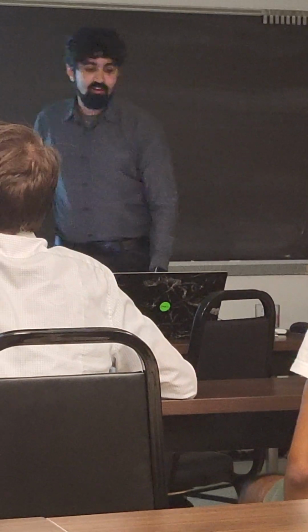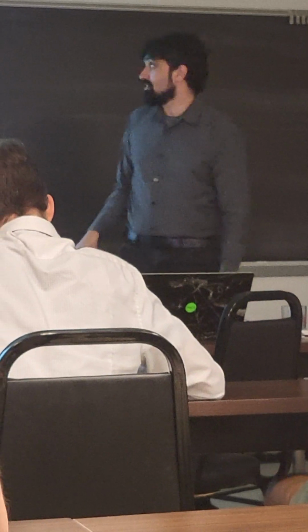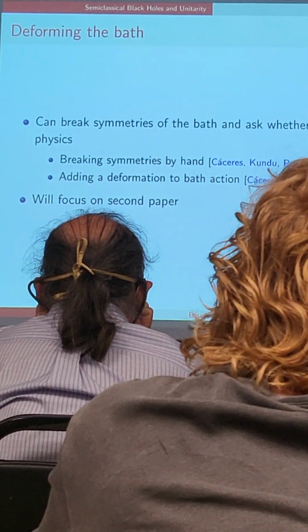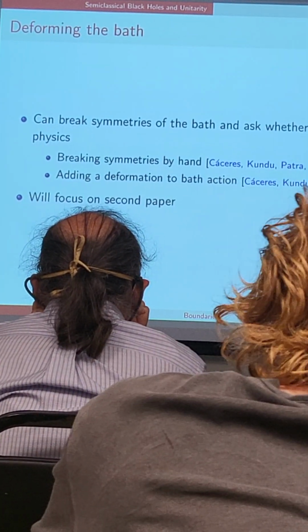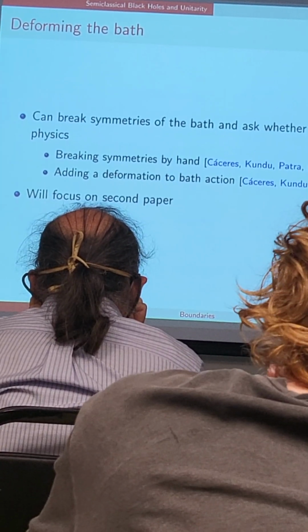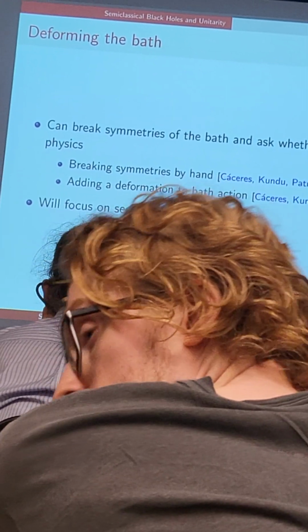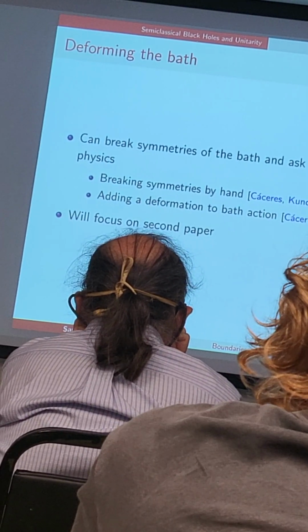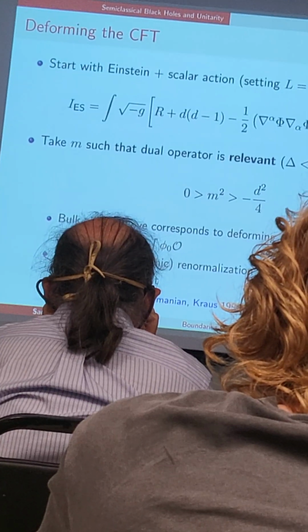So the first set of papers was really, if I had to summarize what they were about, all about deforming the bath in some way, breaking the symmetries or adding some sort of deformation. So these were papers with Elena and other collaborators. I'll focus on the second paper here. So what do I mean by deforming the CFT?